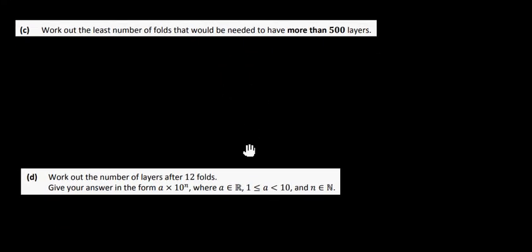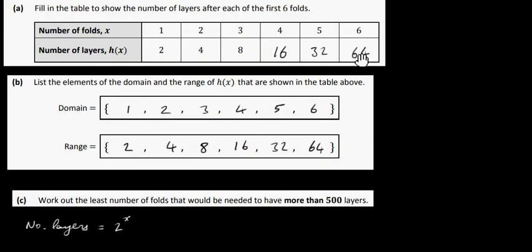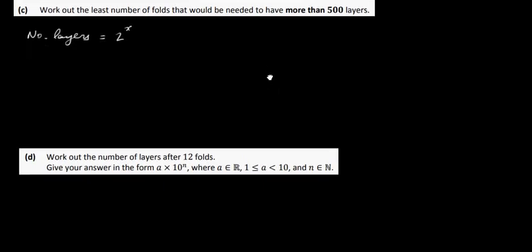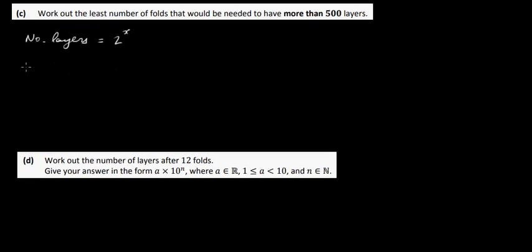Okay, so that's it. Work out the least number of folds that would be needed to have more than 500 layers. So the number of layers is given by 2 to the power of x. If we look at our table, 2 to the power of 6 will give us 64 layers. So if we fold the sheet 6 times, we'll end up with 64 layers.